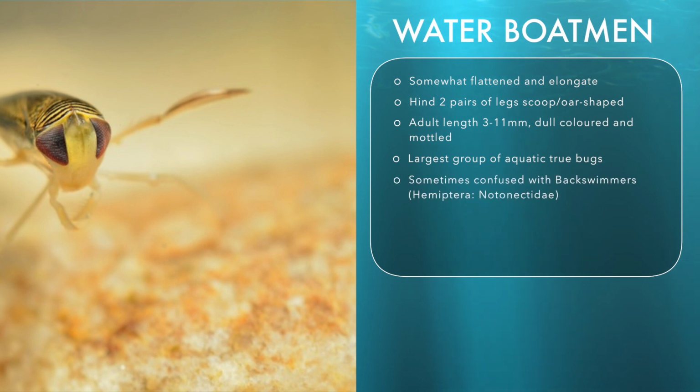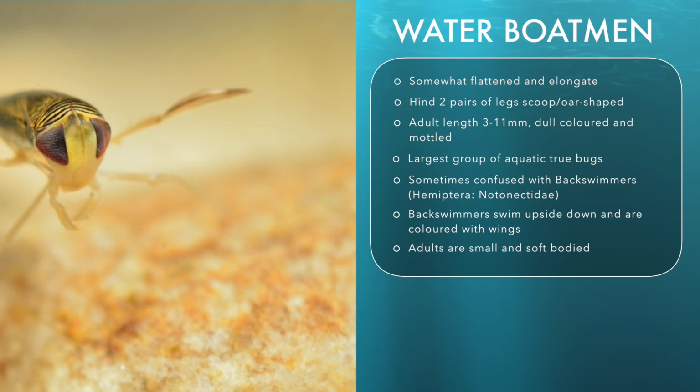They are sometimes confused with backswimmers, Hemiptera, Notonectidae, because they have the same general shape. However, backswimmers swim upside down in the water and are coloured with the wings lighter than the leg area. Adults are relatively small and soft-bodied.